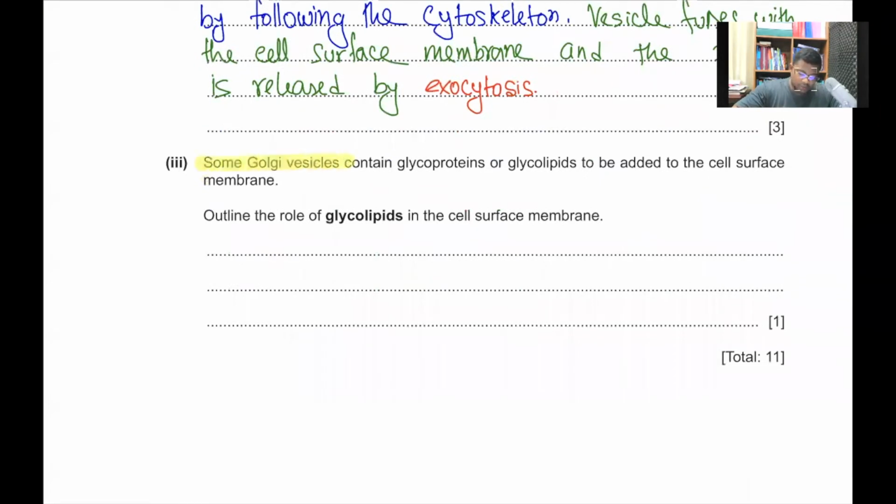Some Golgi vesicles contain glycoproteins and glycolipids to be added to the cell surface membrane. Outline the role of glycolipids in the cell surface membrane. Glycolipid acts as a self-antigen for cellular recognition, showing that it is part of its own cell.